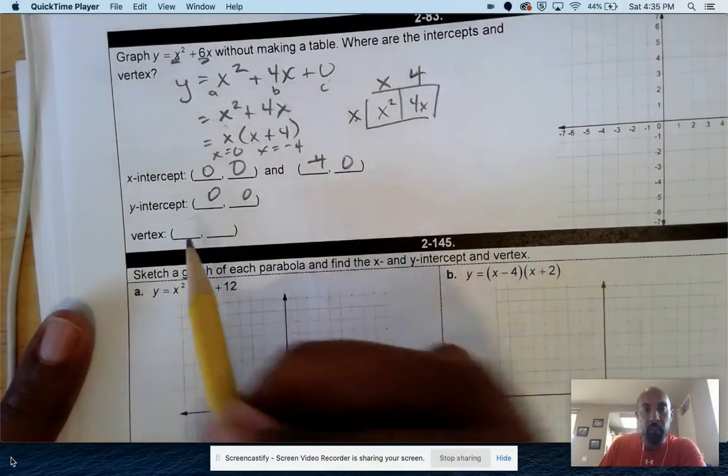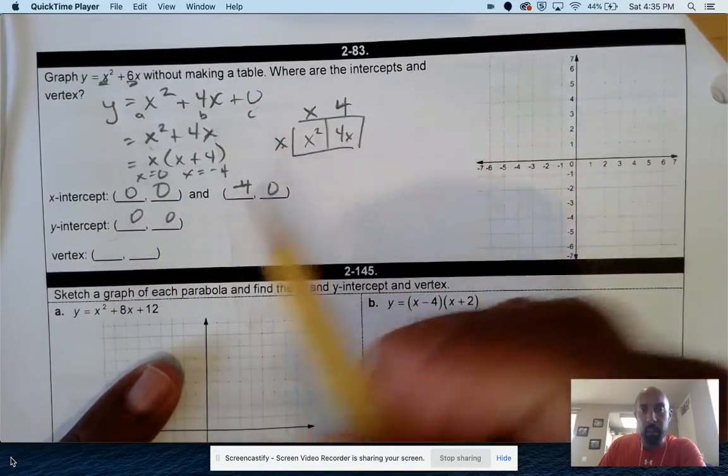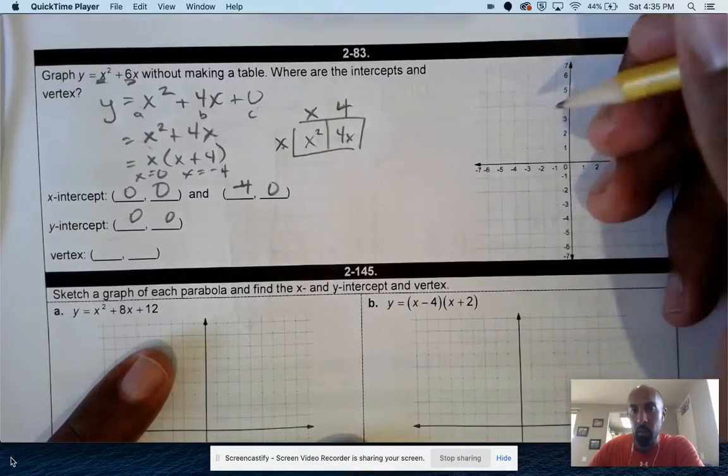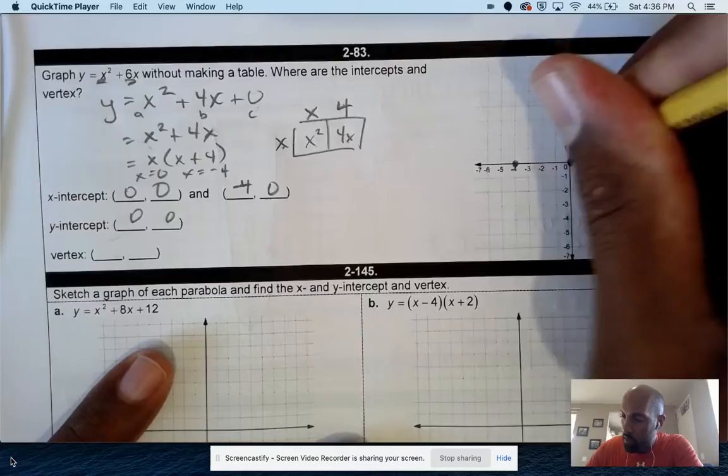Okay, the last part we have to find is the vertex. So to find the vertex, we're going to use the fact that we already know the x-intercepts, and usually the vertex is right in the middle of that. So -4, 0 and 0, 0.